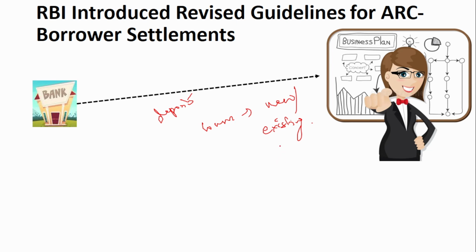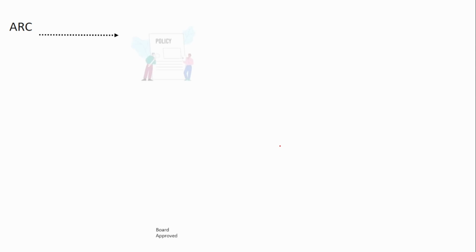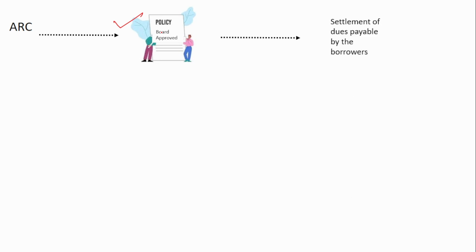So, let us look into the revised guidelines. Now if you see the asset reconstruction company, they have to frame a board approved policy regarding the settlement of dues payable by the borrower. So, we know that the asset reconstruction company, after buying the loan from the bank, has to collect the money from the borrower, right? So, how this money will be settled by the borrower, regarding that a board approved policy should be framed.